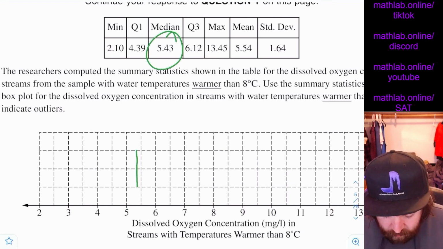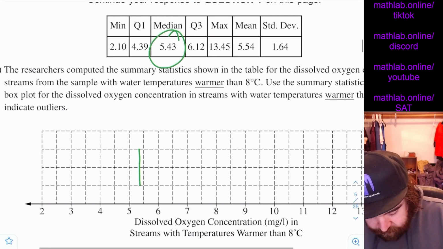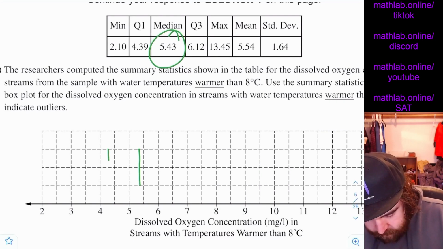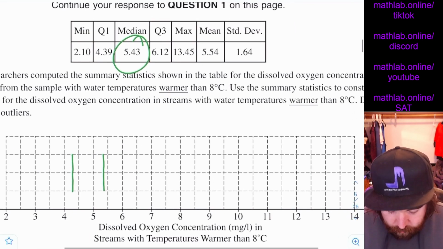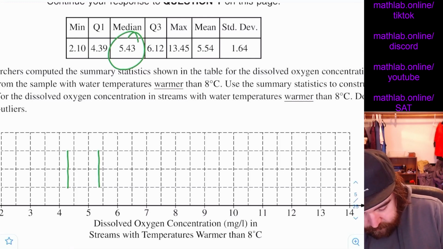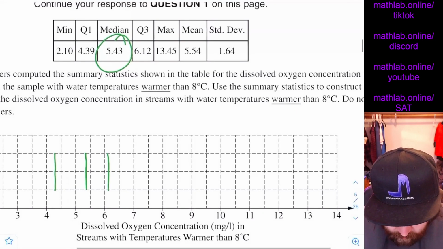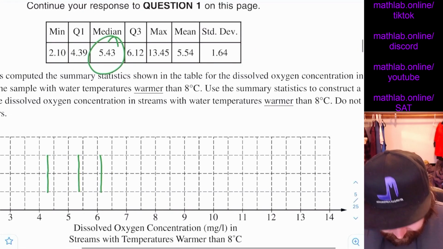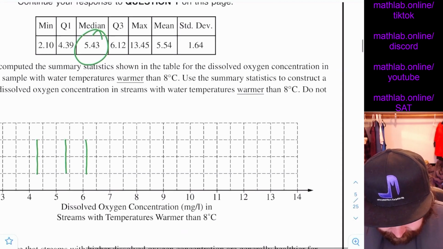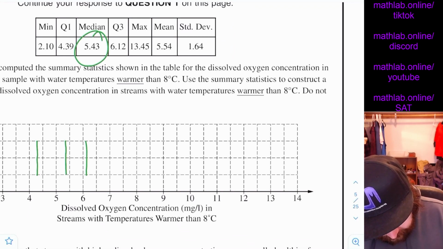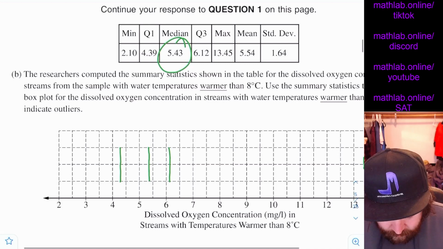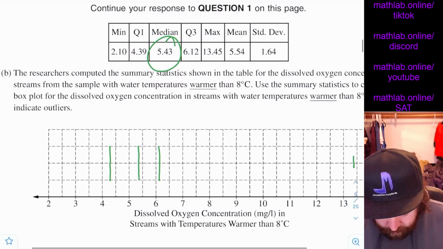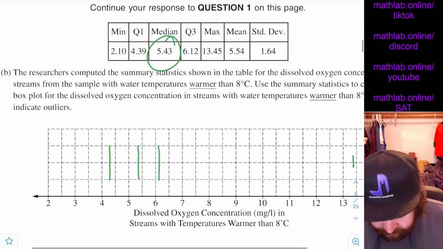Okay, and then we go to Q1. It's a little less than 4.5, a little more or less than the other one was, probably like here. And then we go to Q3, which is a little more than 6, like right here. And then the max is 13.45, all the way up here. And then the min is 4.39. Whoa. Wait, no, the min is 2.1.